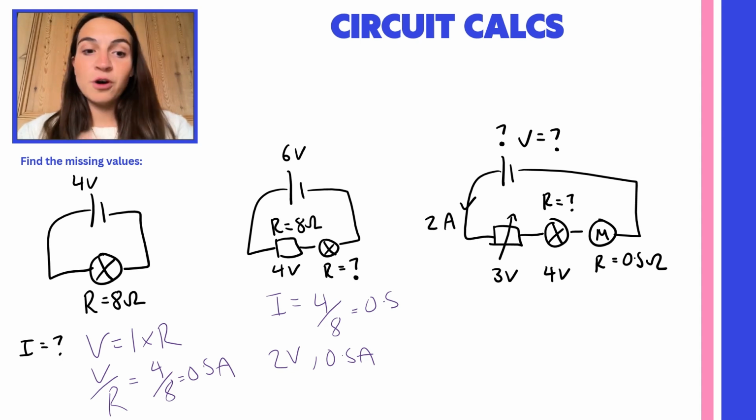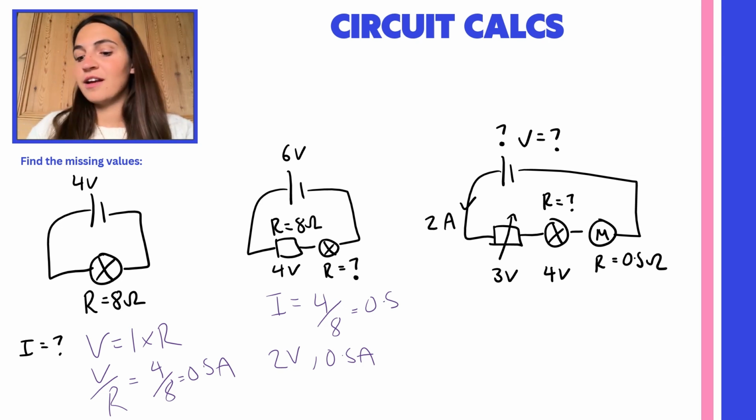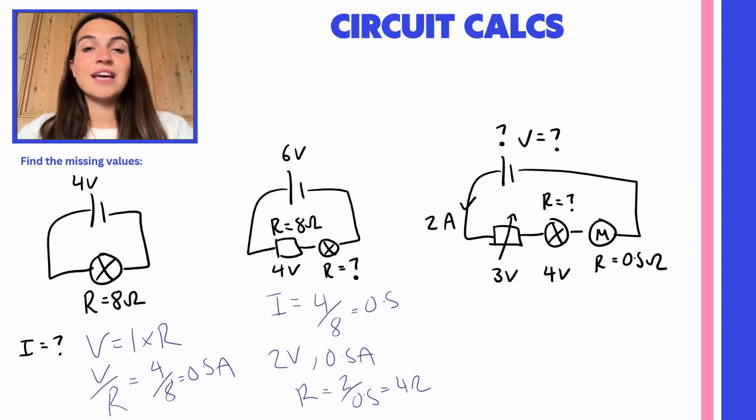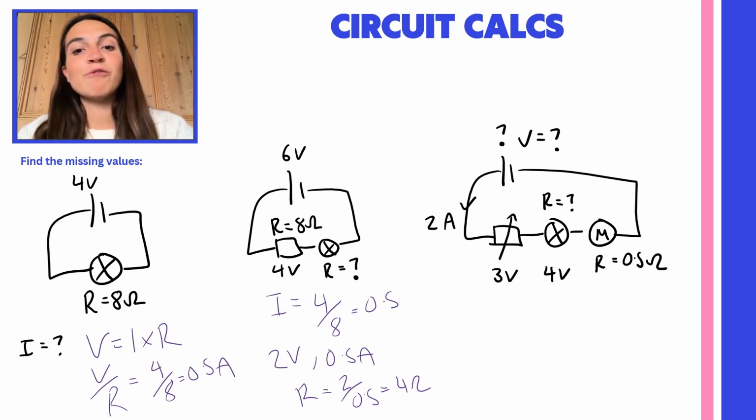Okay, so now I have my voltage for my bulb and my current for my bulb. I can use resistance equals voltage divided by current. 2 divided by 0.5 gives me 4 ohms resistance.